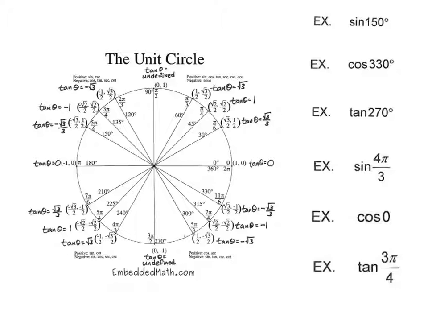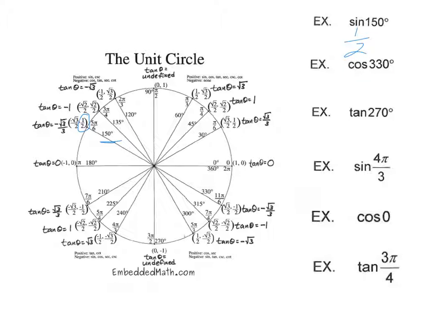So find 120 degrees on the circle. Now look in the parentheses. The cosine of 120 degrees is negative 1/2, and the sine at 120 degrees is square root of 3 over 2. So let's use the circle to find some other values. Let's start with the sine of 150 degrees. So I find 150 degrees. The sine is the second number in the parentheses, which is 1/2.